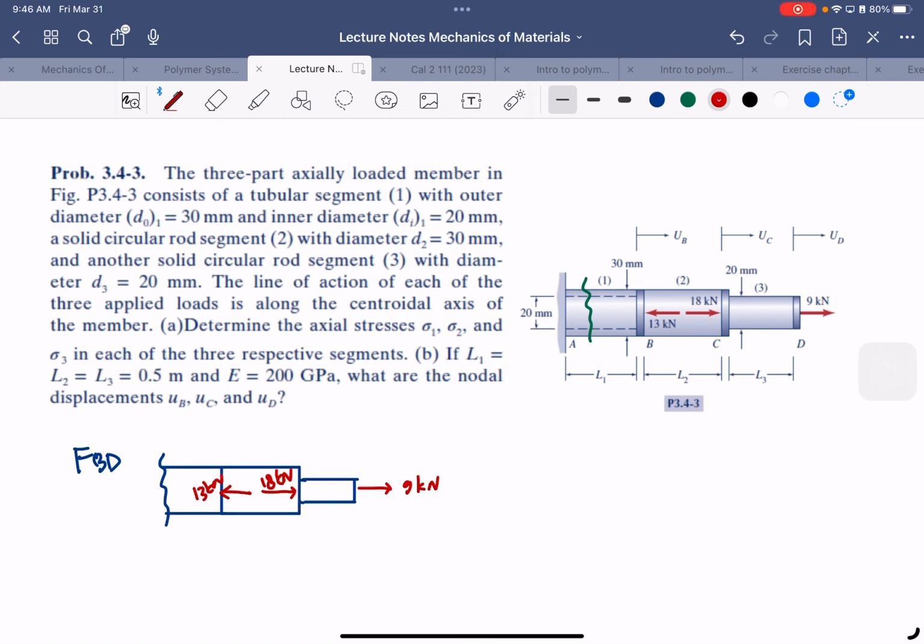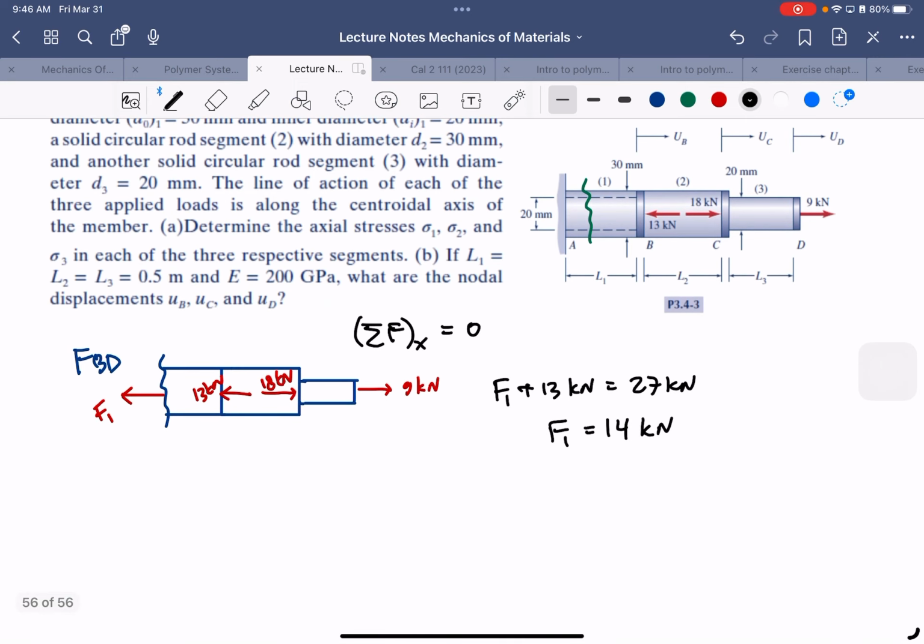So to have equilibrium, we have this F1 here. Sigma F for the X is 0. So F1 plus 13 kilonewton is equal to 27 kilonewton. So F1 is 14 kilonewton.